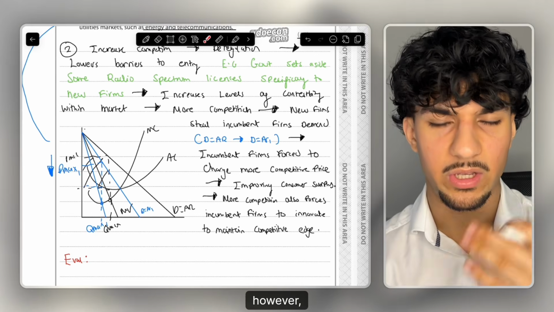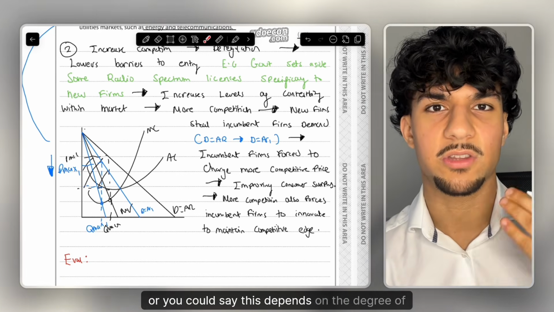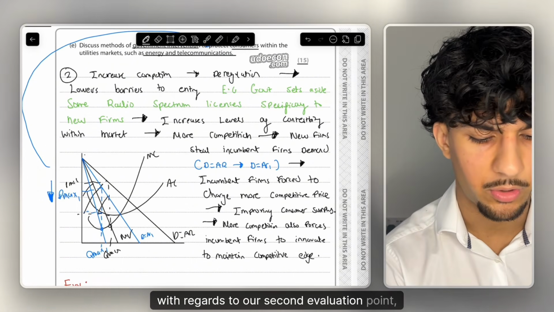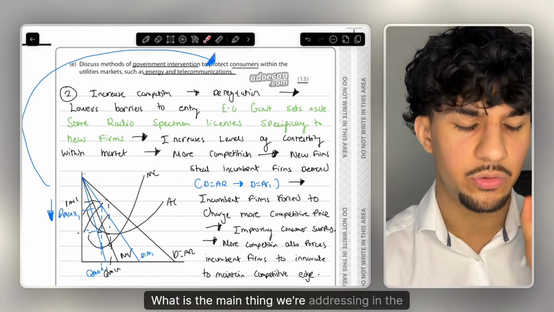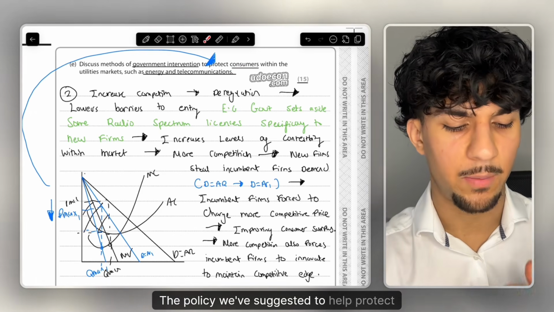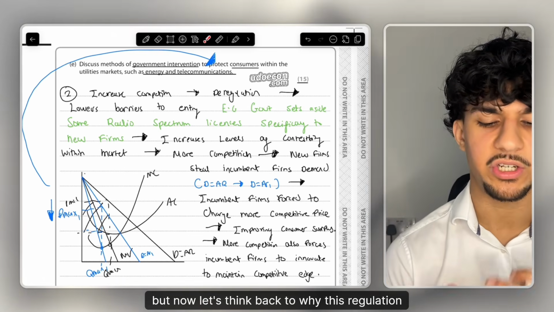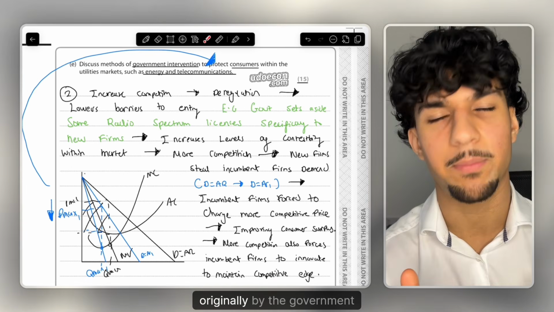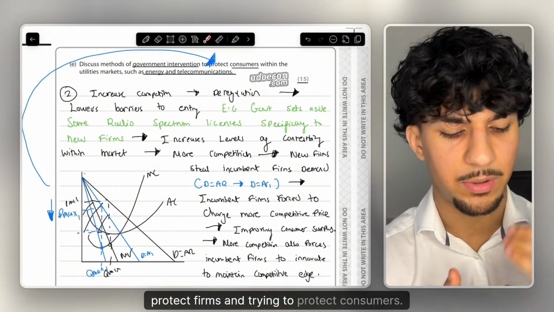You could argue in evaluation that this depends on the degree of competition, or on the degree of dynamic efficiency by incumbent firms. With regards to our second evaluation point, it's very much to do with the question, and what is the main thing we're addressing in the question, which of course would be protecting consumers. The policy we've suggested to help protect consumers would be deregulation. But now let's think back to why this regulation was in place originally. The reason this regulation was instated by the government would be something along the lines of trying to protect firms and trying to protect consumers.